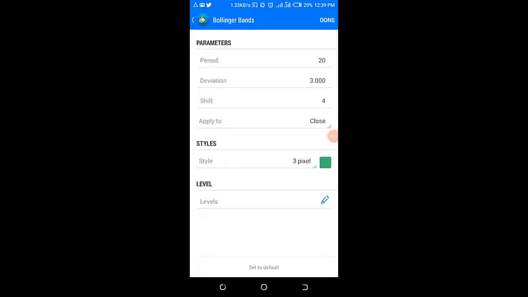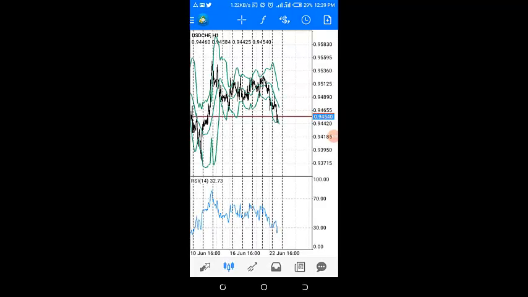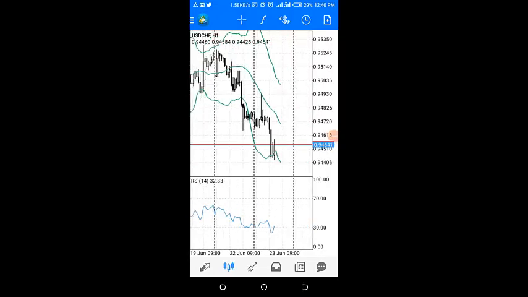If you go there, make sure you have the settings as I have done with mine. One of them is 20, that is the period of 20. The deviation is 3, shift is 4, and we have the crossed one. You can give whichever pixel you wish, but personally I use 3 pixels because I need to see things clearly. And then you say done. If you say done, you will see the lines, the green ones.